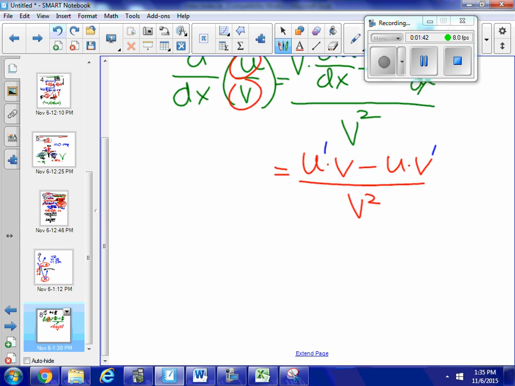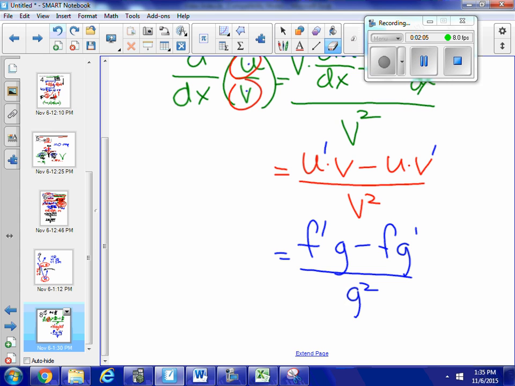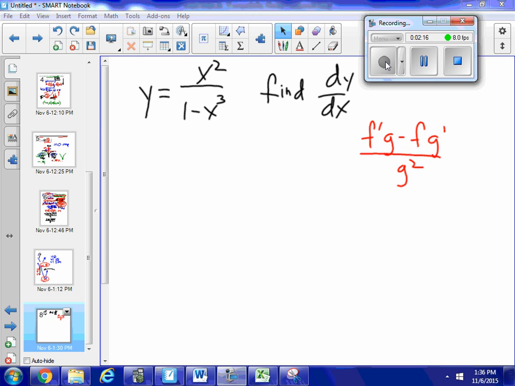Sometimes you would see it written like this. If I was using function f and function g instead of u and v, f prime g minus f g prime divided by g squared. It's just one of those things you're going to have to figure out your best way of memorizing. But my best way is using this f prime g minus f g prime, or the u prime v minus u v prime over the denominator squared. So I've erased most of that, but written my little shortcut over to the right.